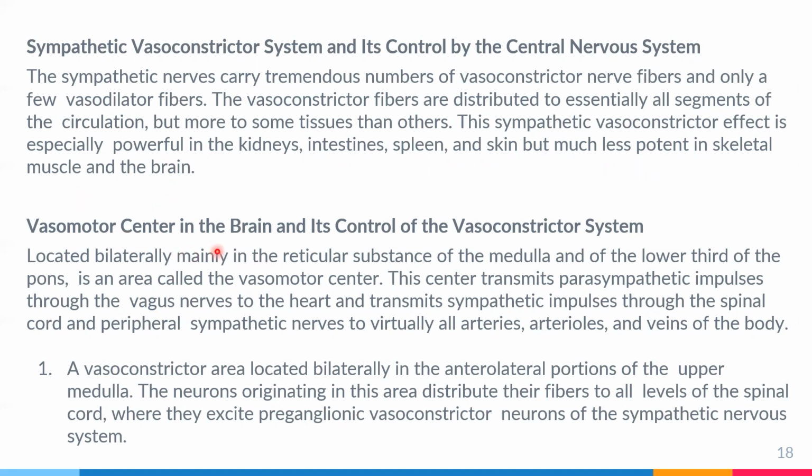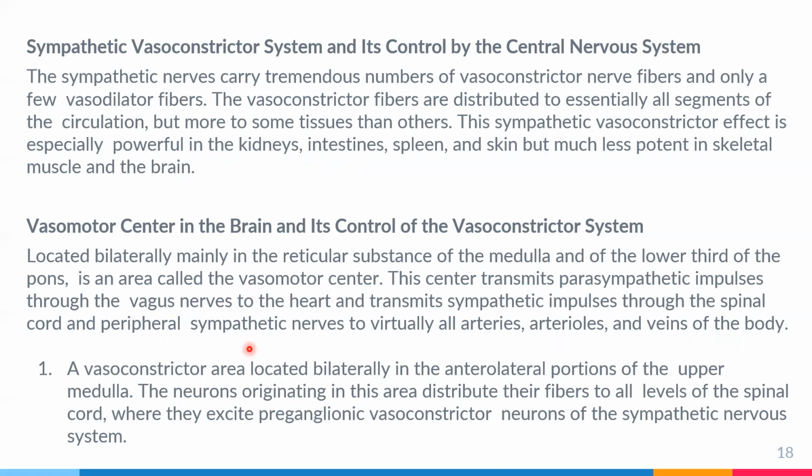Next we look into the vasomotor center in the brain and its control of the vasoconstrictor system. Located bilaterally, mainly in the reticular substance of the medulla and of the lower third of the pons, is an area called the vasomotor center. This center transmits parasympathetic impulses through the vagus nerve to the heart and transmits sympathetic impulses through the spinal cord and peripheral sympathetic nerves to virtually all arteries, arterioles, and veins of the body.